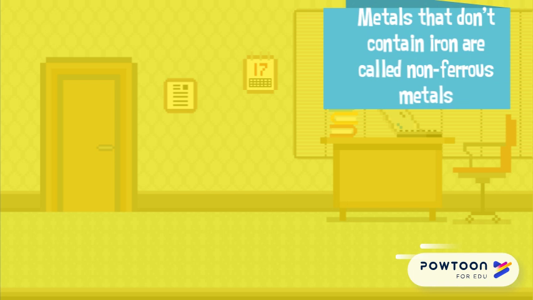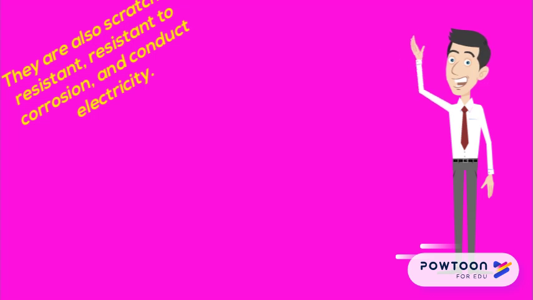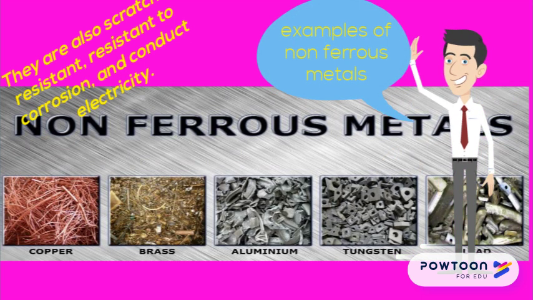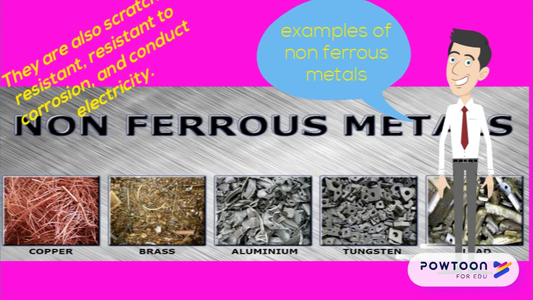They are malleable, which means that they can be hammered or pressed permanently out of shape without breaking or cracking. They are also scratch resistant, resistant to corrosion, and conduct electricity. Aluminium, copper, zinc, lead, tin, and magnesium are examples of non-ferrous metals.